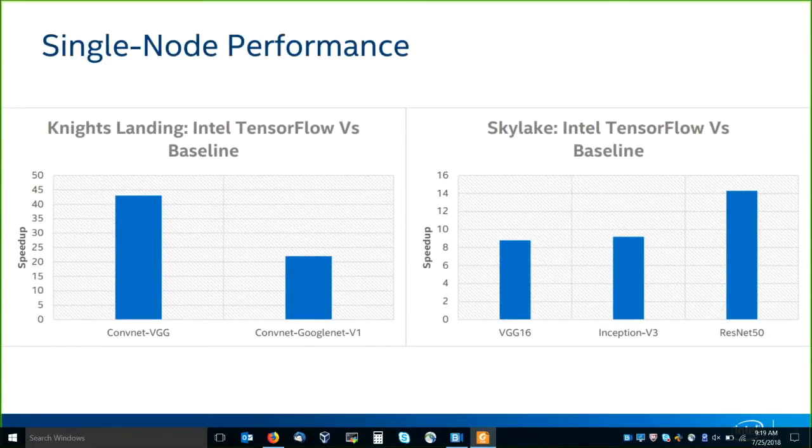One thing I want to note is that on Knights Landing, we tested with a slightly older version of TensorFlow compared to the Skylake one. So it is not exactly the same version of TensorFlow being used, but the comparison to the baseline is fair.